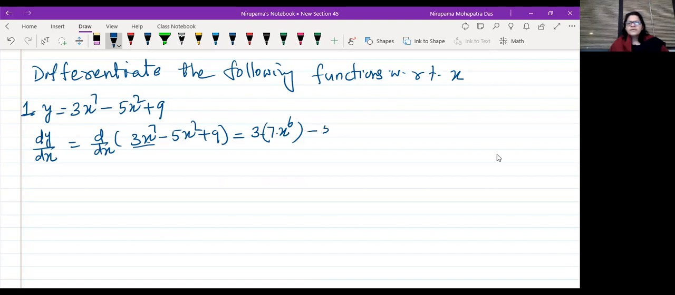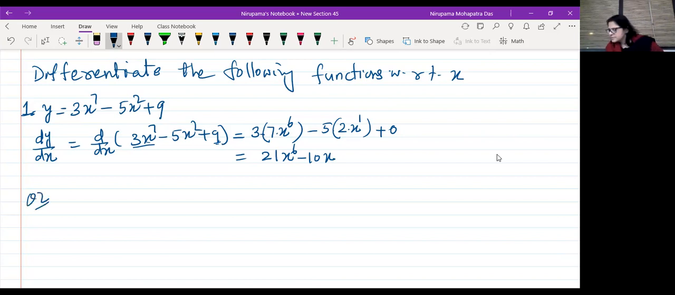Minus 5, and for x square, again x to the power n, so 2 into x to the power 1. And 9 being constant, the derivative is 0. So we have 21x to the power 6 minus 10x. This is the first class where we are applying the formula for the first time, so that's why I am writing all these things. Later on you will have expertise in differentiation and can write it directly.